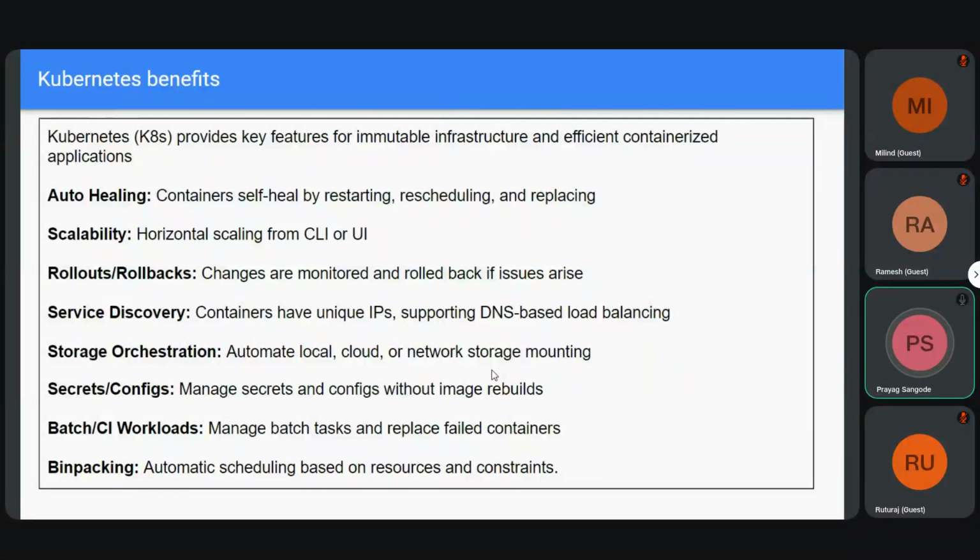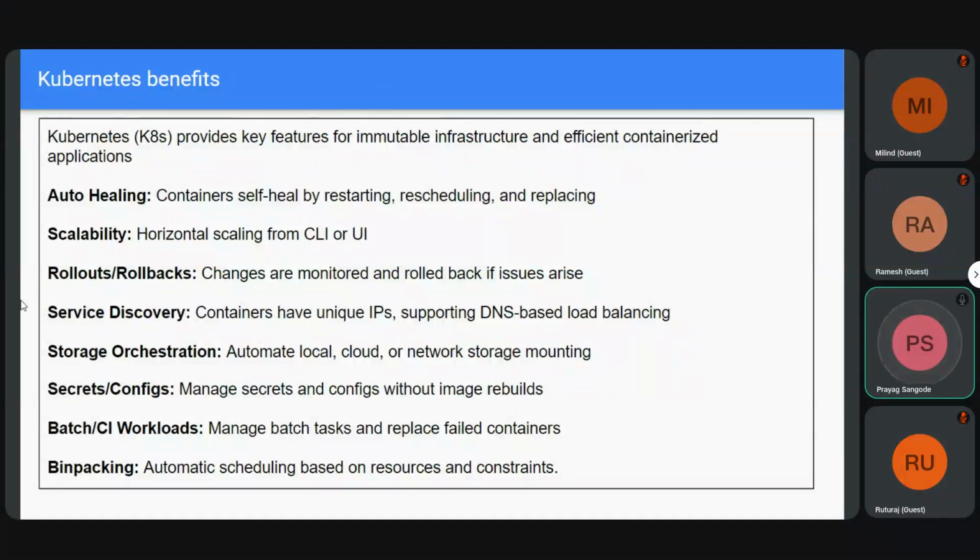So what are the benefits of Kubernetes? As I explained earlier, if for some reason a pod or a container is stopped, it will self heal by restarting, rescheduling, or replacing. So auto healing is one of the features of Kubernetes. Scalability, that is, scale up when there is a high load and scale down when the load is stabilized. So auto scaling is also possible using Kubernetes. Auto healing, auto scaling, rollout and rollbacks. Rollout means deploying the application, and rollback means if for some reason the deployed application is not functioning properly, then we can roll it back.